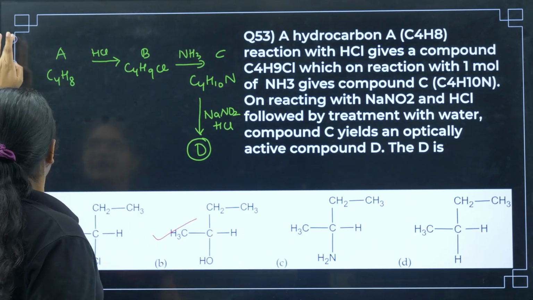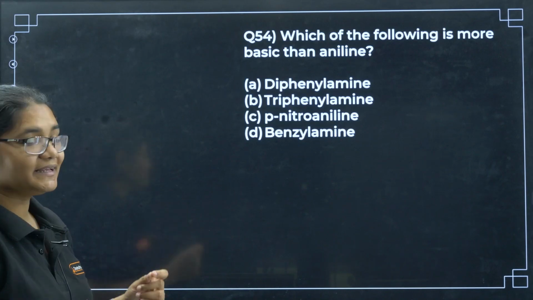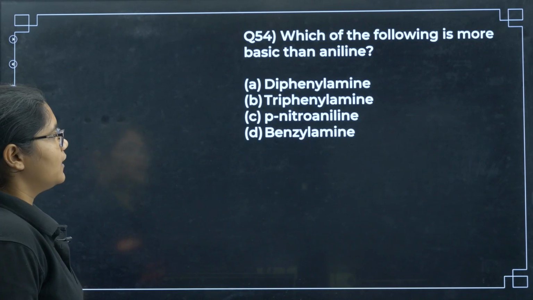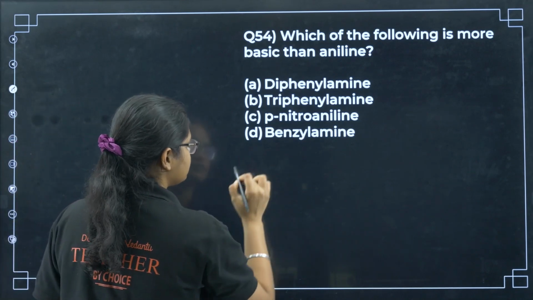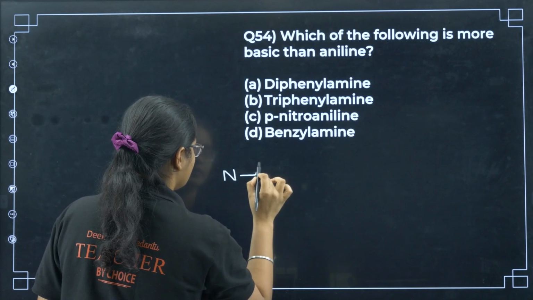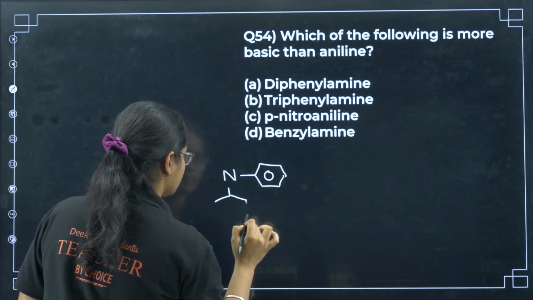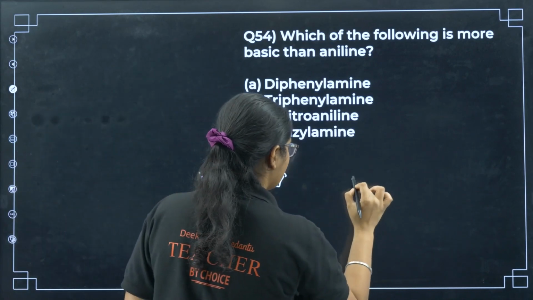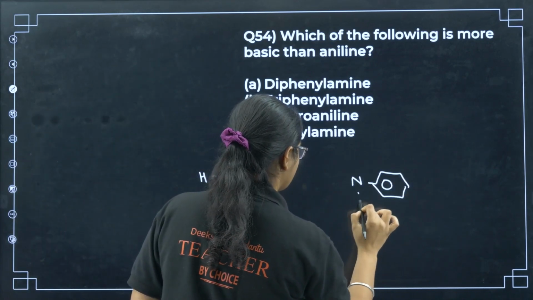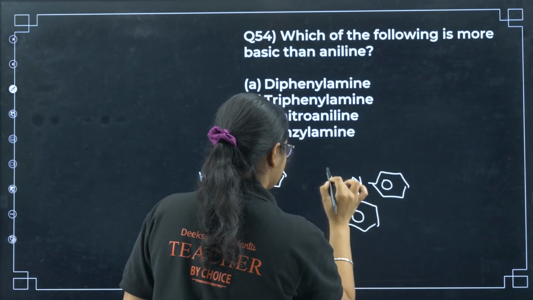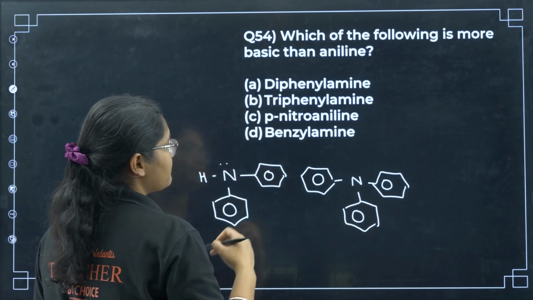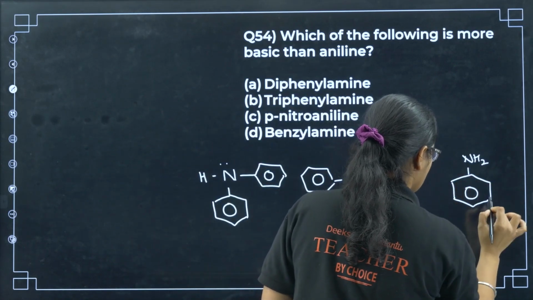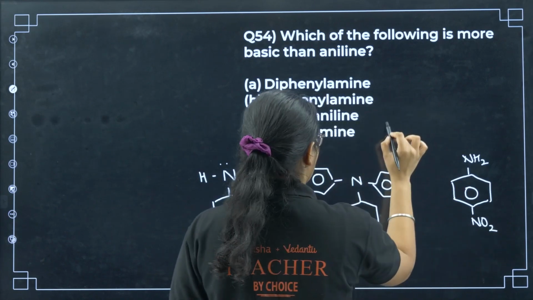Okay. Next, which of the following is more basic than aniline? If I want to find out more basic than aniline, let me draw the structures. I have diphenylamine. This is one compound. Okay, next triphenylamine, you have 3 phenyl groups attached here. Okay, next we have para-nitroaniline, and lastly I have benzylamine.